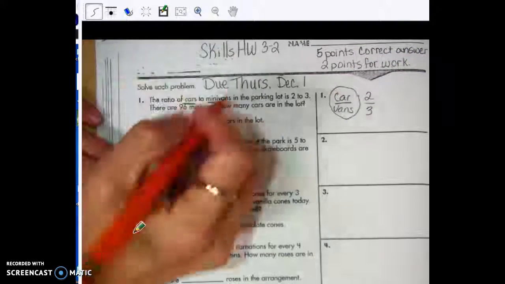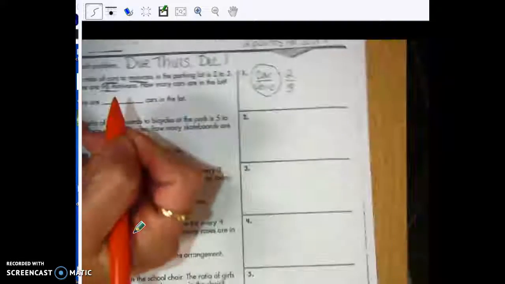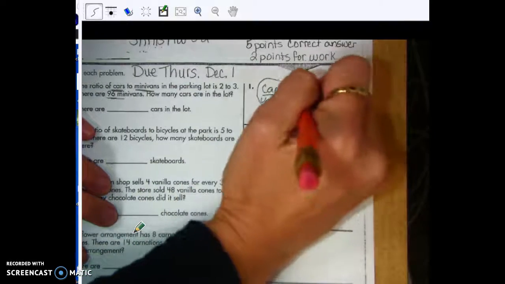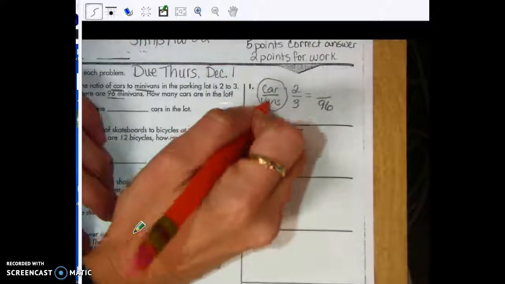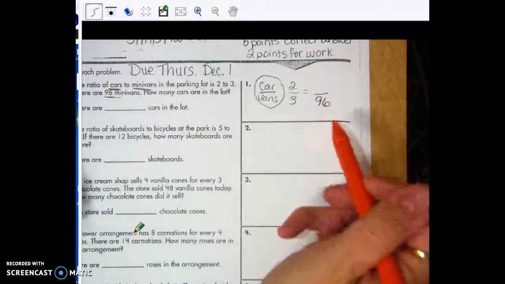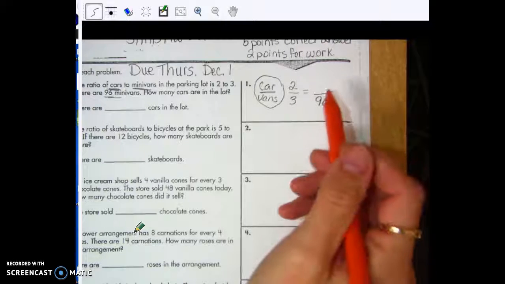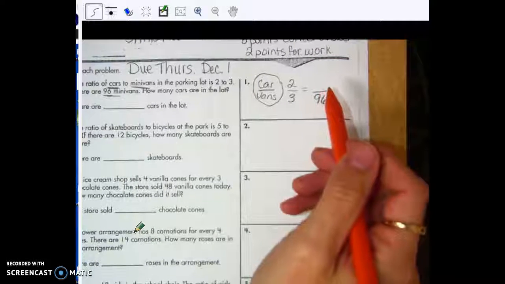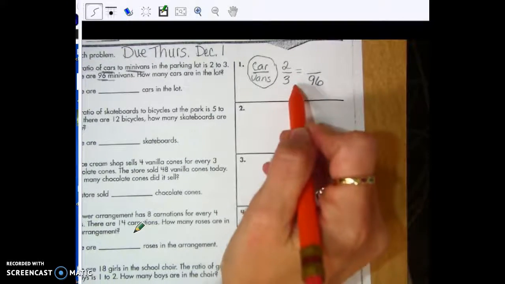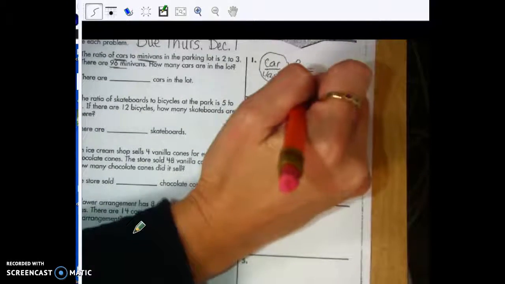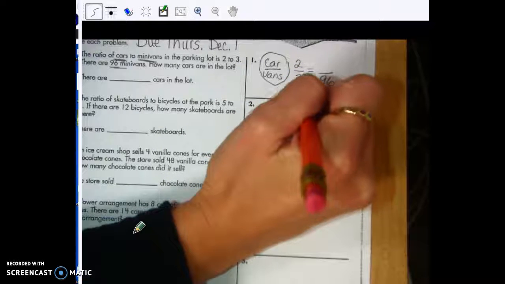Now it says there are 96 minivans. So 96 is going to go down here on the vans. That's why we always make sure that we put our words in the cloud so we know which one of these two to put the 96 with. So it would go with the 3, which is the vans. Now I check to see what I would do to 3 to get 96. Remember, you can't add or subtract. It's got to be multiply or divide.